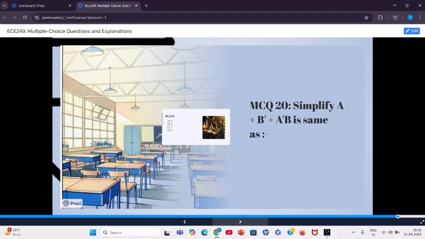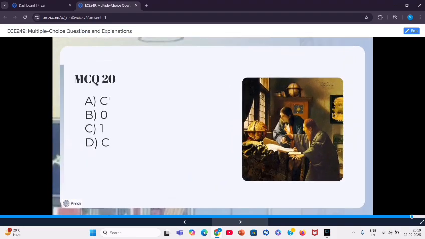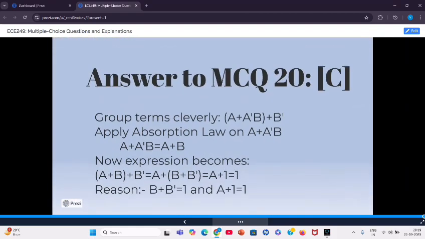Moving on to question number 20. Simplify A plus B complement plus A complement B. Options are option A, C complement, option B, 0, option C, 1, option D, C. I hope you all have calculated the answer rightly. Now the correct answer to question number 20 is C.